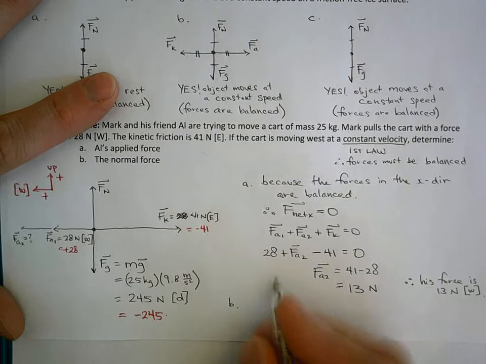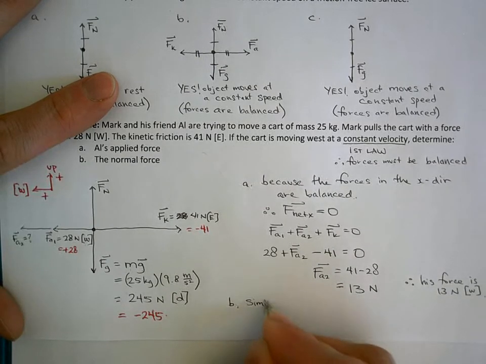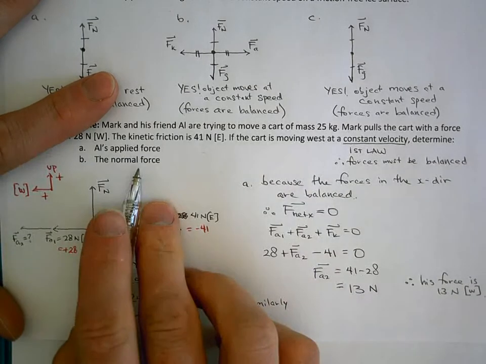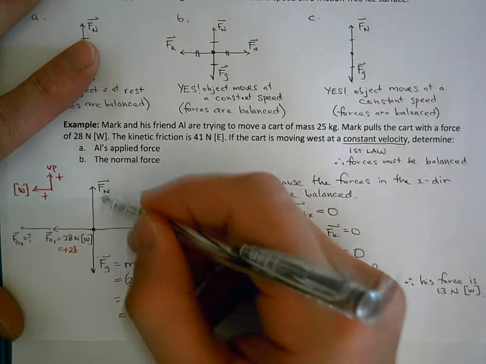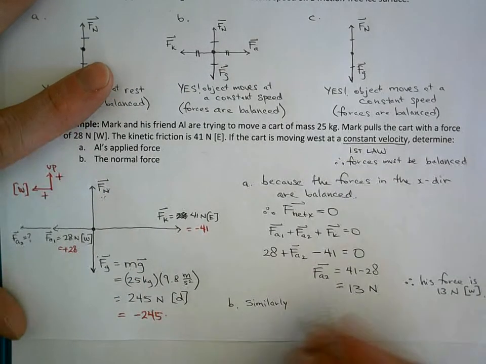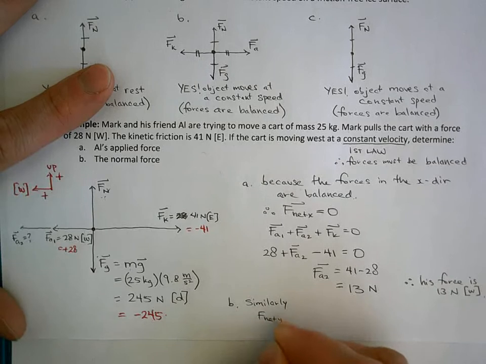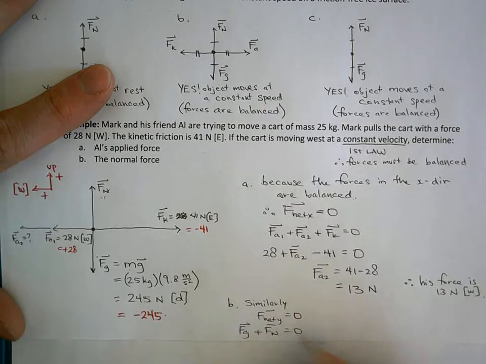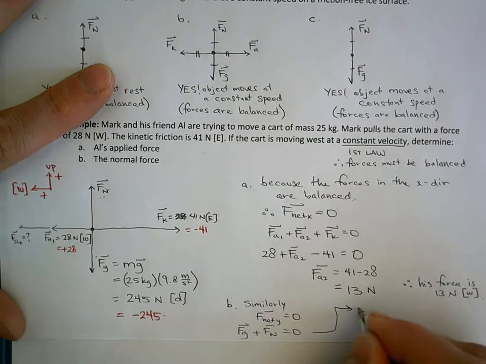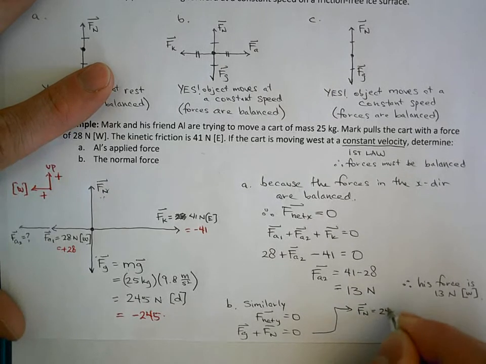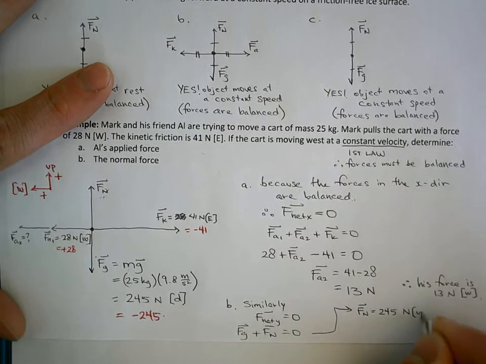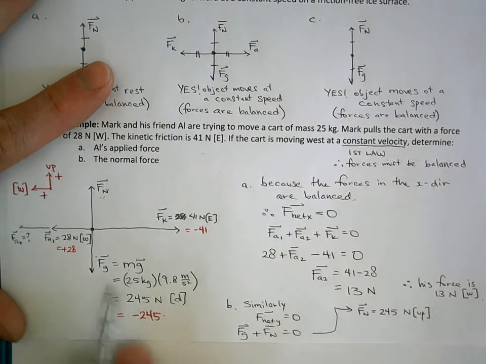For part B, similarly, to find the normal force, I know that these two forces are balanced. So I know that my net force in the y direction is equal to 0. In other words, Fg plus Fn is equal to 0. In other words, Fn is equal to 245 newtons up, because it has to balance this 245 newtons down.